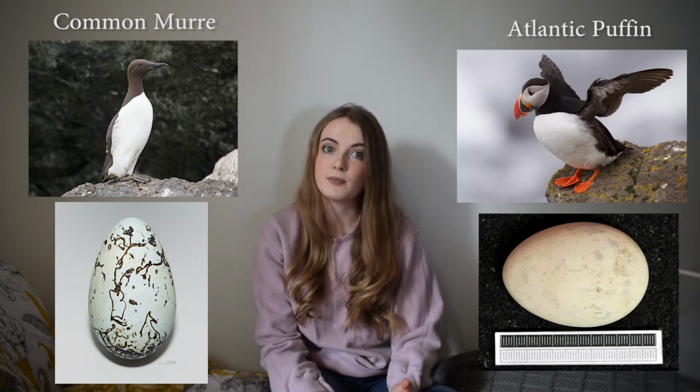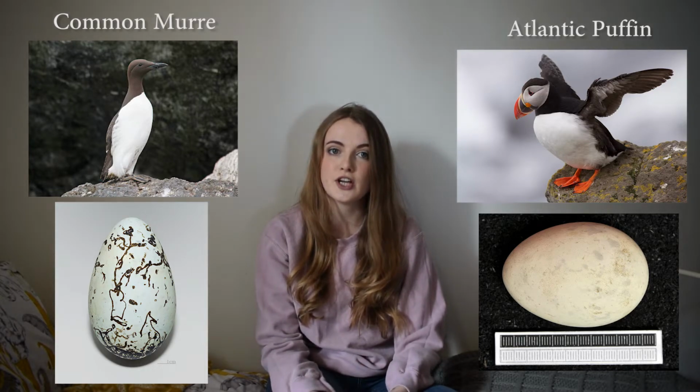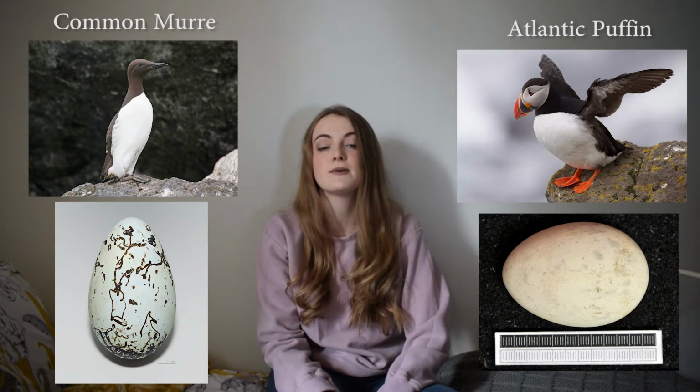If you look at the eggs of the common murre or the Atlantic puffin, these have very conical shapes. They're rather asymmetrical, and this is because those birds nest on cliff edges. However, if you look at the brown hawk owl, they have much more rounded, symmetrical eggs because they nest in the holes of hollowed out trees.